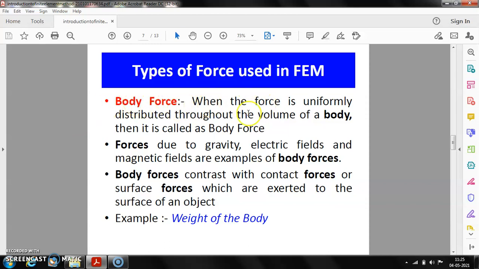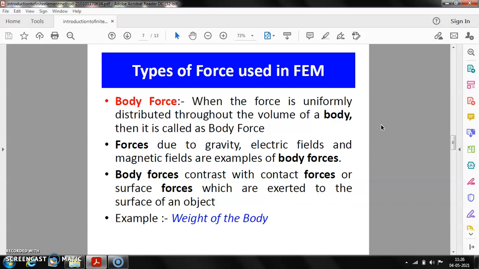Here, when the force is uniformly distributed throughout the volume of a body, then it is called the body force. Here body force is nothing but each and every part of the body experiences a force. That kind of force is called the body force.